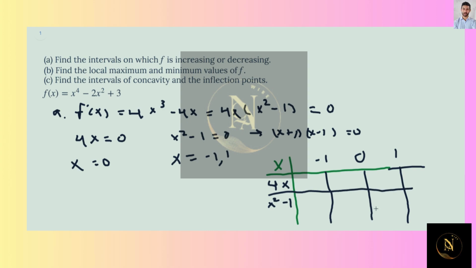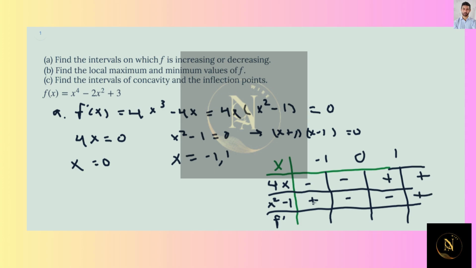And so this is basically like a sign chart. And then when you multiply these together, you get the sign of f prime. So when you plug in a value less than negative 1 for 4x, you get a negative number. And for any value between negative 1 and 0, you also still get a negative number. And any value greater than 0, you get a positive number. And then for x squared minus 1, if you plug in values less than negative 1, you get a positive number because you're squaring it. And any values between negative 1 and 0, you get a negative number. And then a negative number between 0 and 1, and then a positive number.